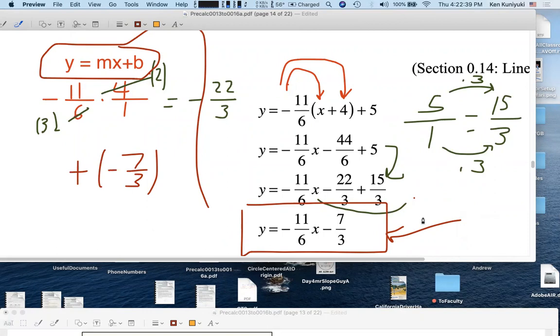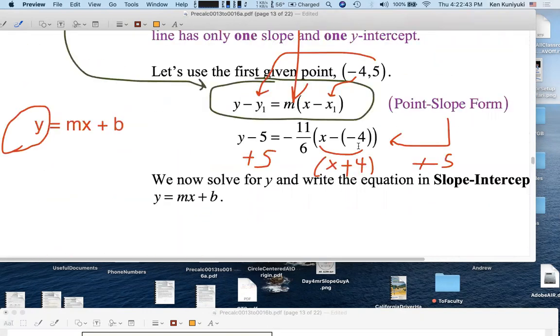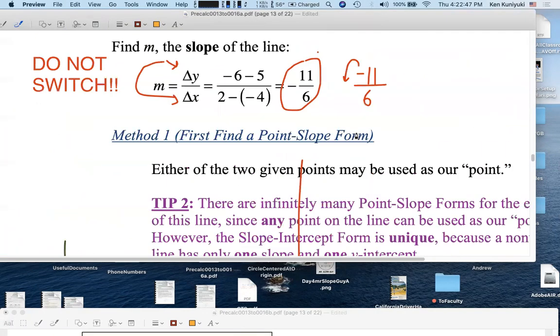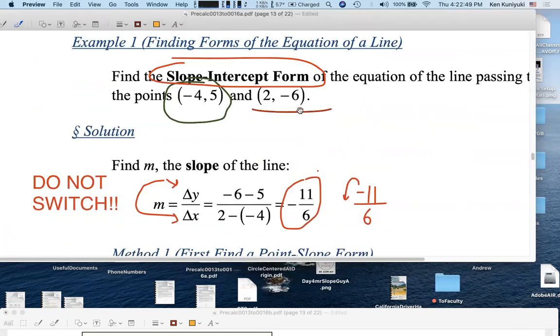But what about point slope form? Was that unique? The answer is no. For one thing, instead of negative 4, 5, I could have used this other point, 2 comma negative 6, which, by the way, would have led me to the same slope-intercept form as well. Or for that matter, you could use any other point, any of the infinitely many other points that happen to be on the line.